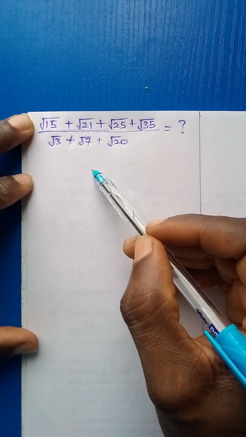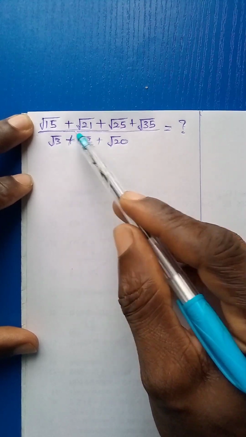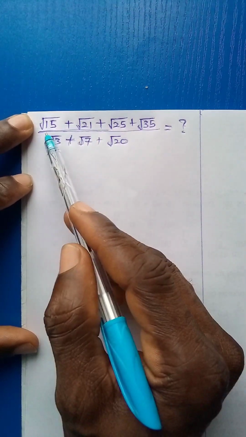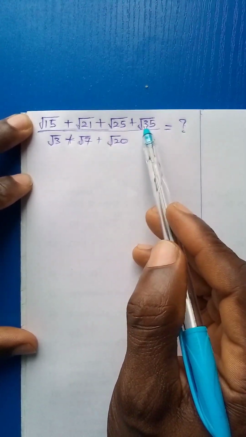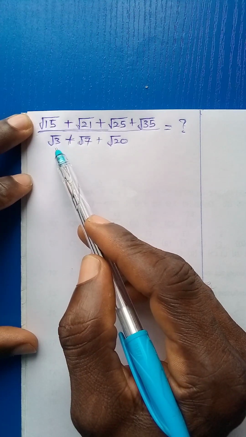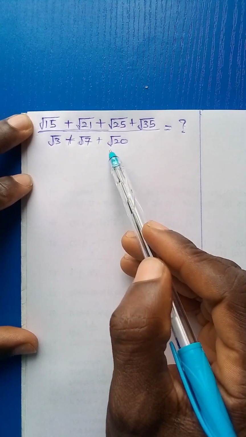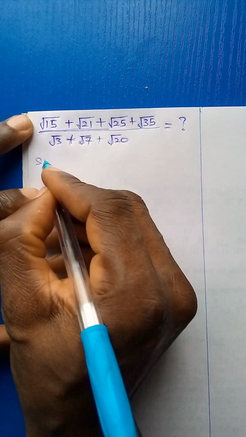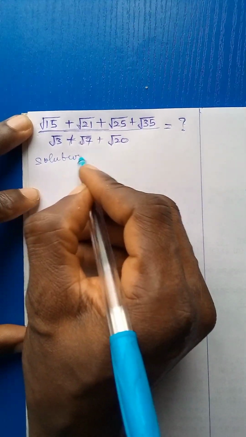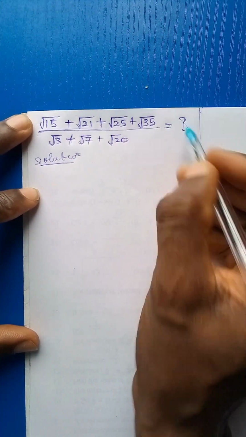In this video, we are required to simplify this surdic expression. We are given root 15 plus root 21 plus root 25 plus root 35 all over root 3 plus root 7 plus root 20. How are we going to simplify this? I am first of all going to let this expression be equal to x.